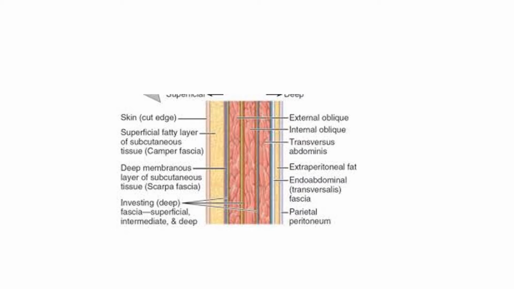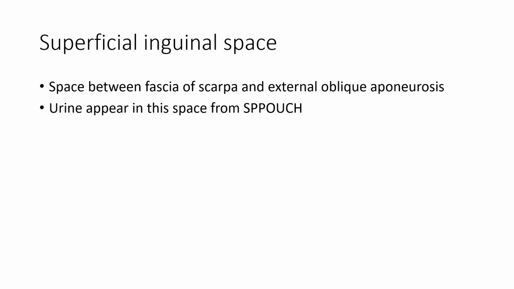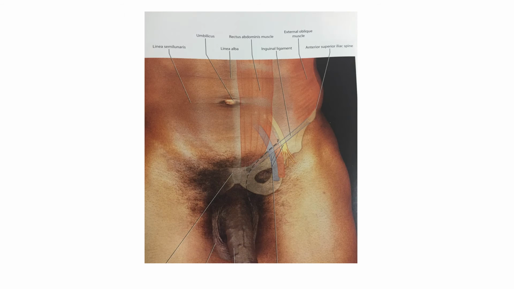Then in the superficial fascia, we have 2 layers: the superficial fatty layer, that is Camper's fascia, and the deep membranous layer, that is called Scarpa's fascia. Camper's fascia continues over the scrotum, where it is replaced by Dartos muscle. Now the superficial inguinal space is the space between Scarpa's fascia and the external oblique aponeurosis, and urine appears in this space from the superficial perineal pouch.